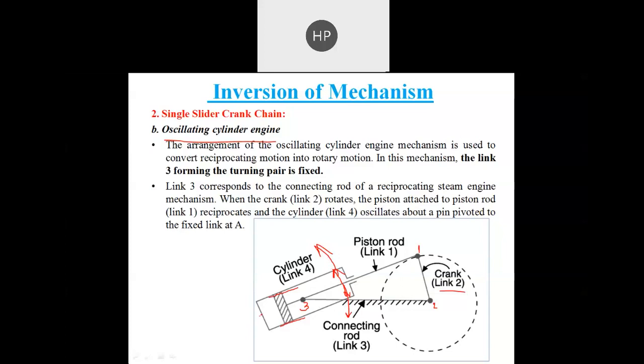Generally this cylinder is pivoted at the end, and because of that the cylinder may reach here. This is the one extreme position that we can get, and the second position we can get is here, which is the second position of the engine cylinder. So this is the oscillation of the cylinder, and that's why it is known as an oscillating cylinder engine. So this is the second inversion that we can get from the single slider crank mechanism.